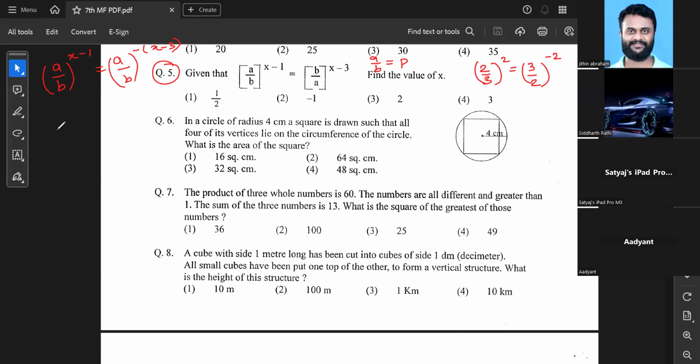When we take the reciprocal, A upon B becomes B upon A, so x gets a minus. Won't the minus 3 become plus 3? Absolutely it will become that. I haven't solved that yet. Give me some time, I'll be solving that.